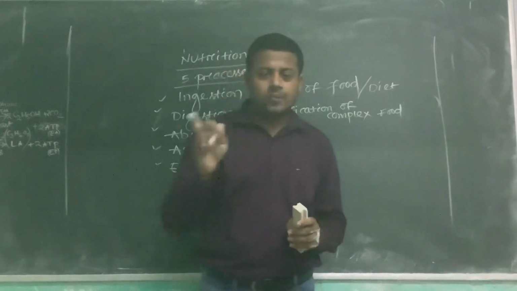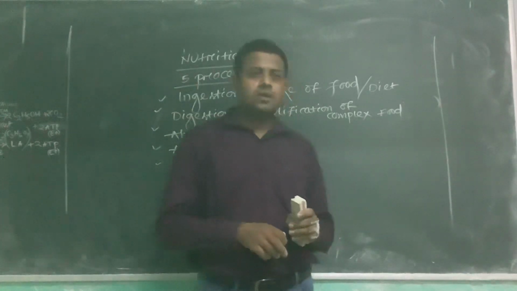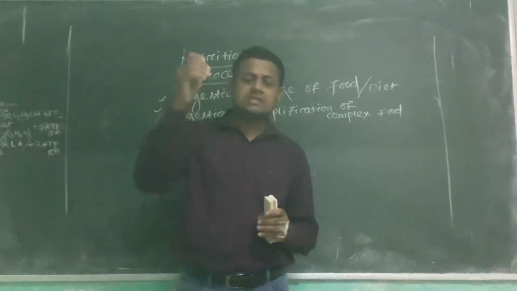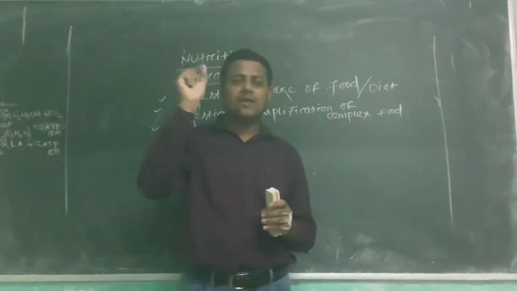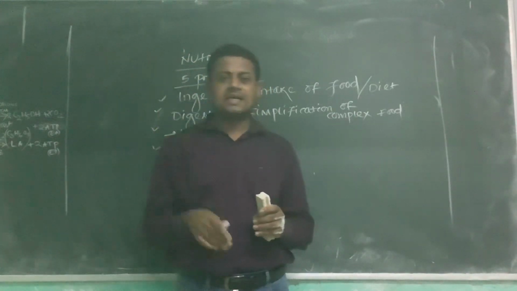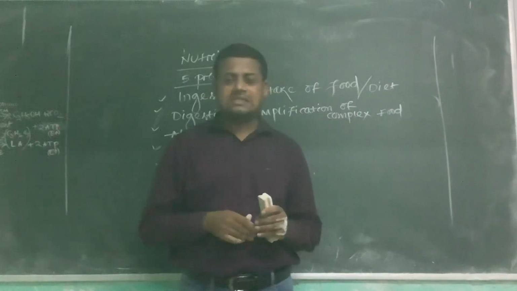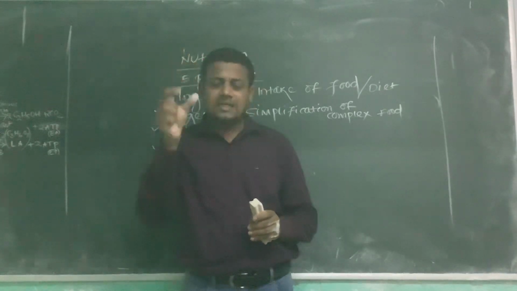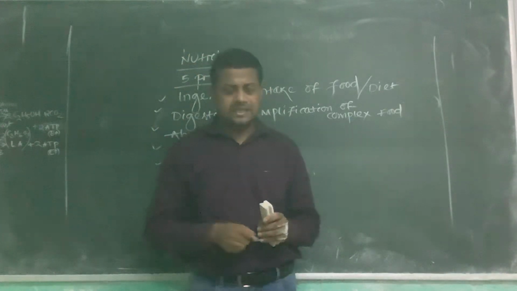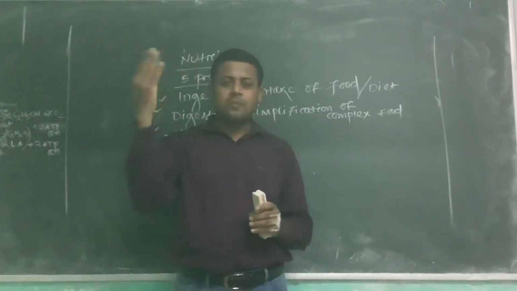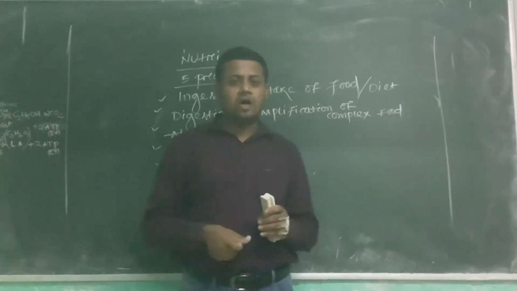Now we know that in animals, mostly the digestion occurs inside the lumen or cavity of the digestive tube. The digestive tube, which is zoologically called the alimentary canal. So inside the alimentary canal, the digestion takes place. Mostly, the digested or simplified food is absorbed into the blood circulation.